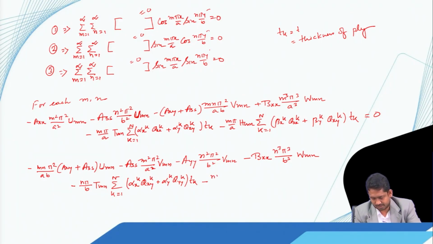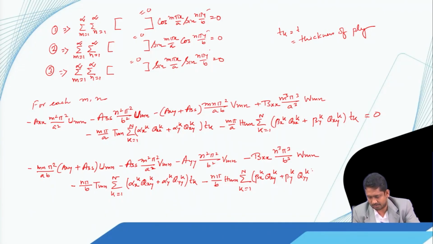Minus we have n pi by b hmn, then we have k equal to 1 to n, beta x for the kth ply, qxy k, plus beta y for the kth ply, qyy for the kth ply into Tk, and that is equal to 0.